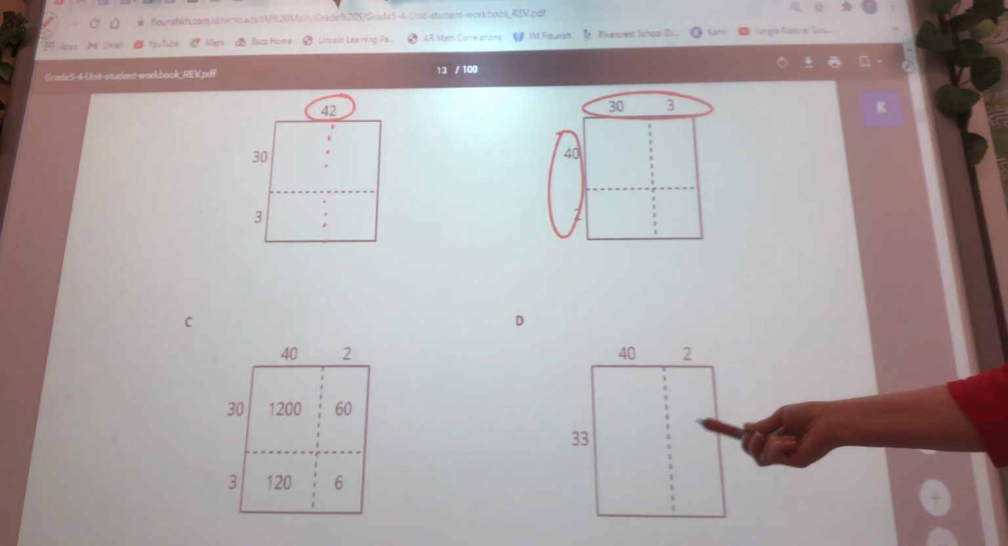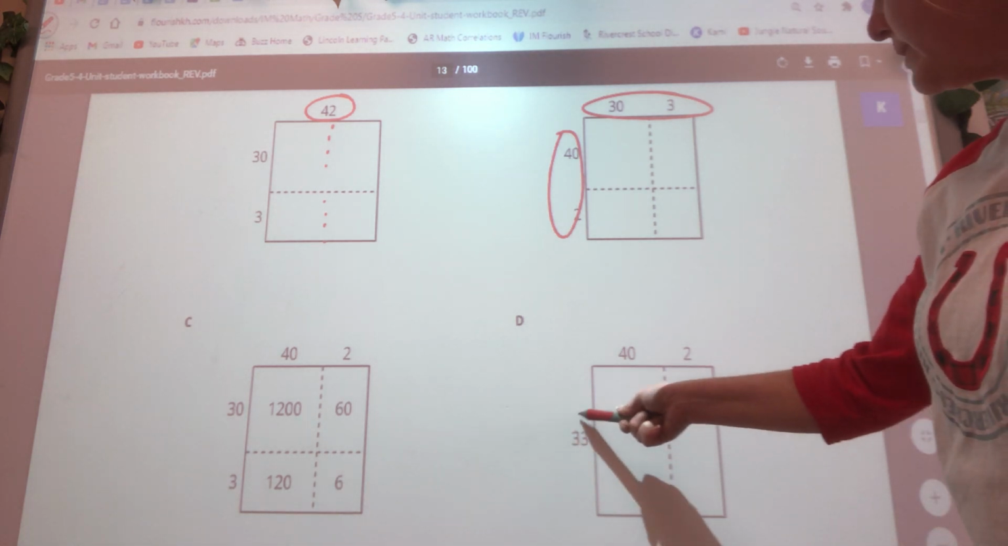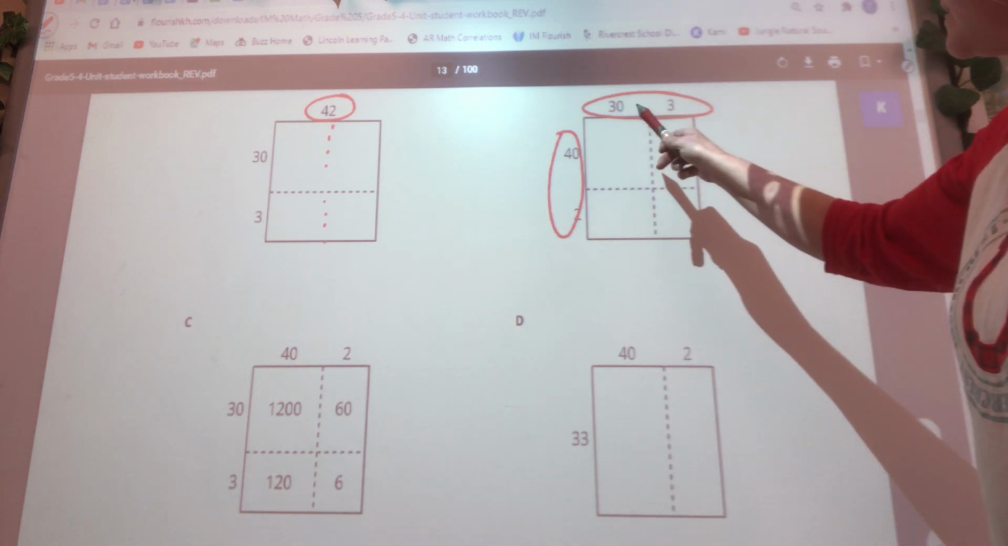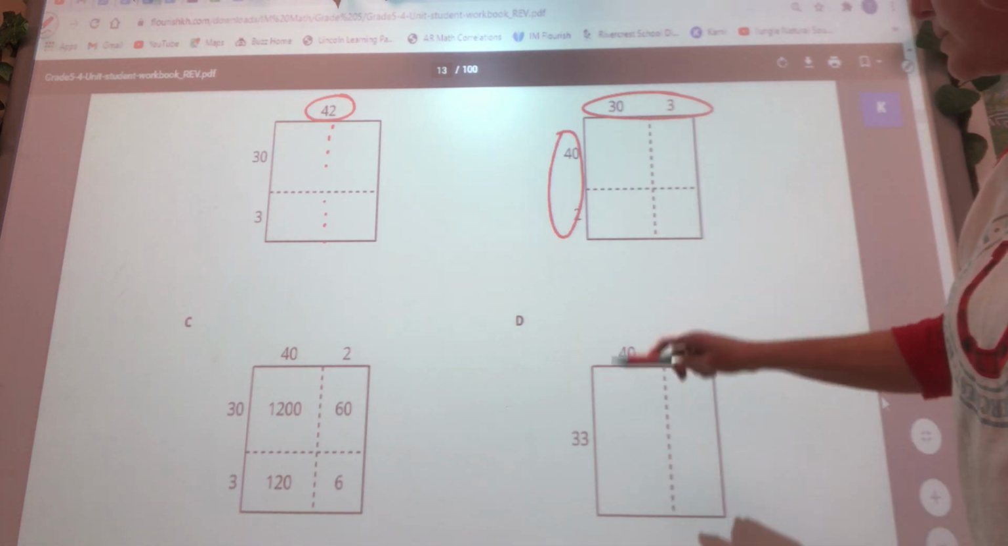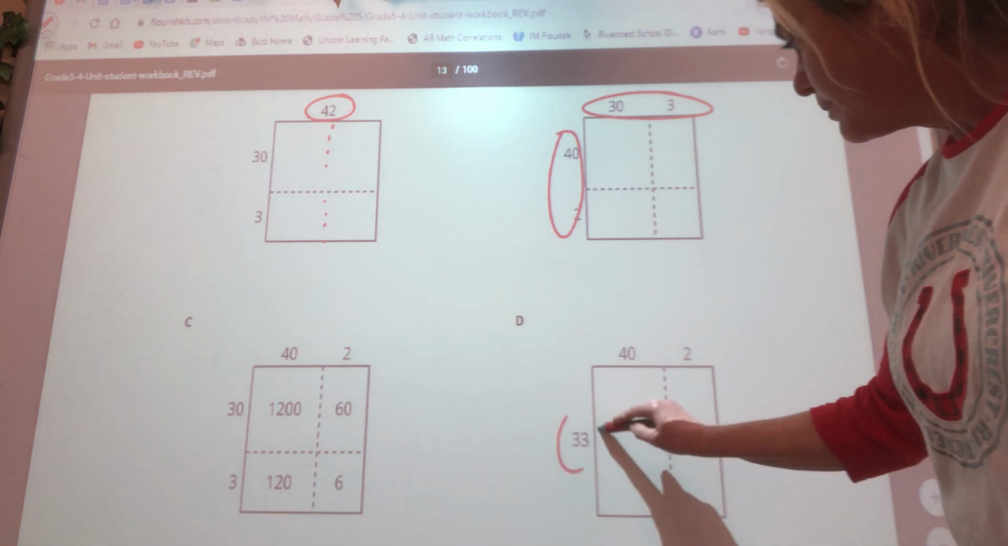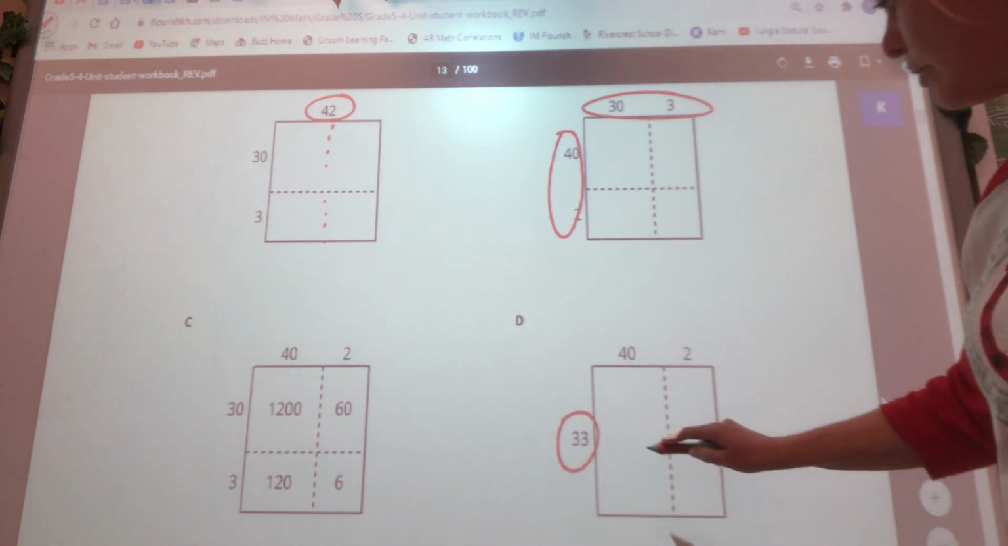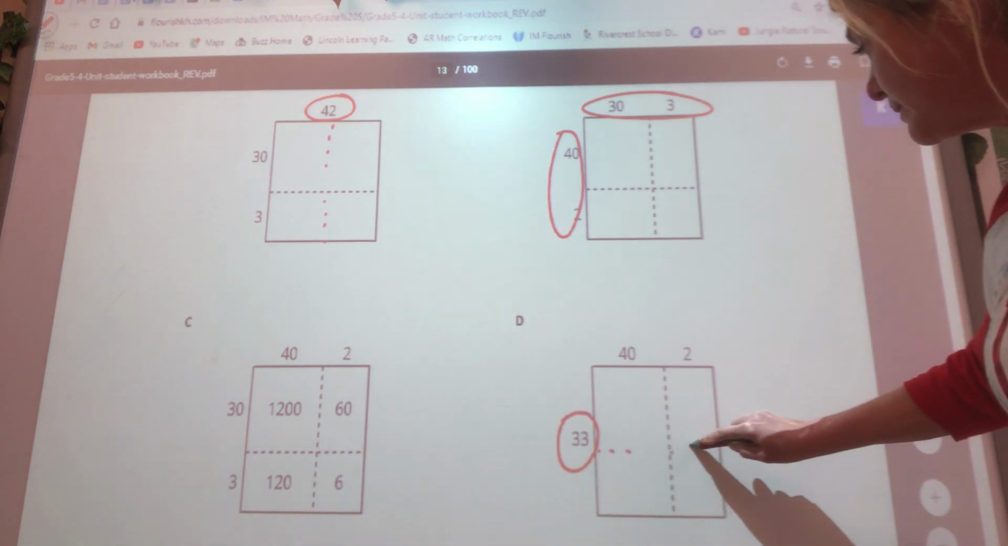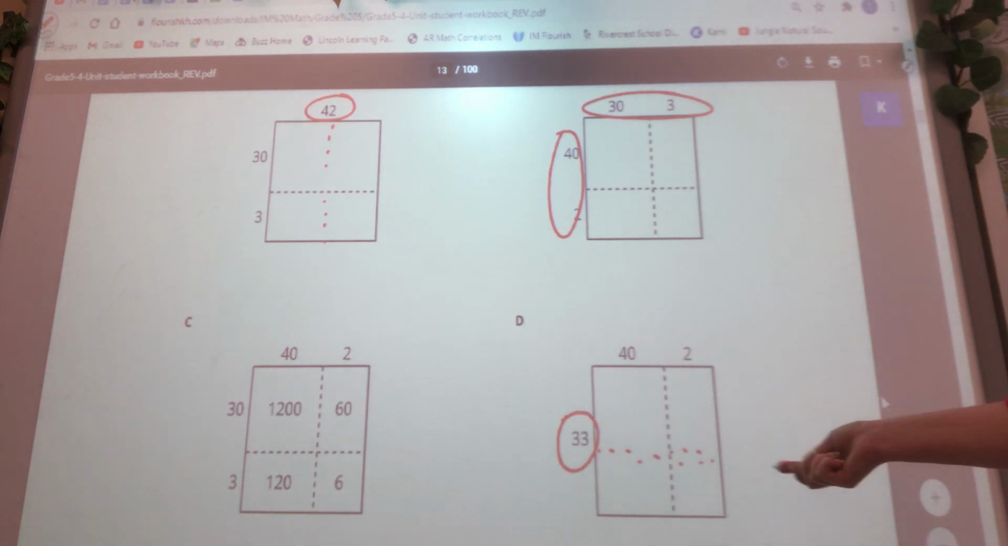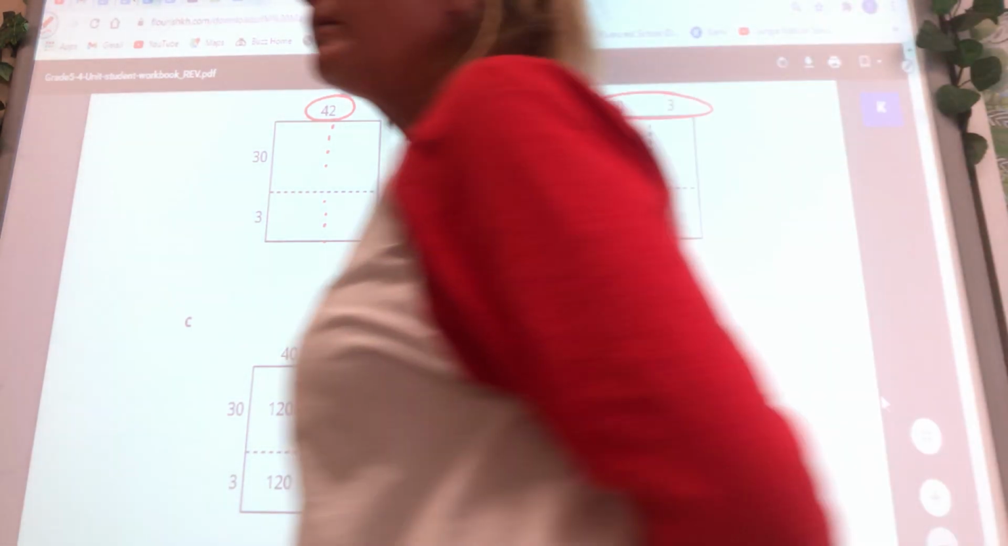And then if we go down here to this one, it's the only one that the 33 is all together. It's not split into tens and ones, it's all together. And it's also the only one that doesn't have a line going this way. So that's how this one could be the odd man out.